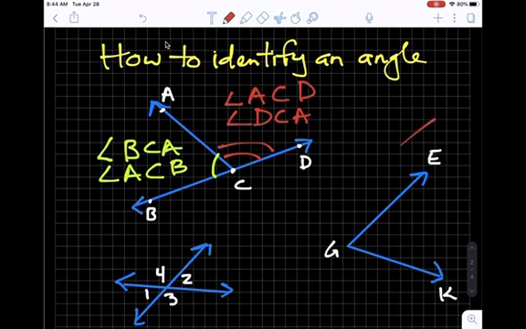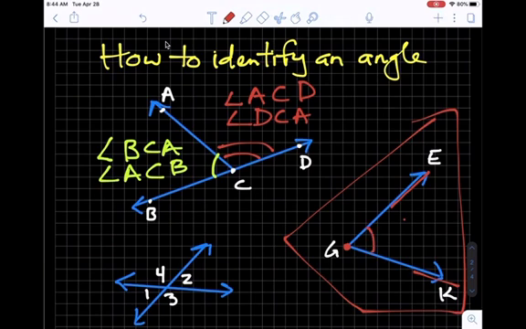This is an example over here of something you have when maybe they don't have points marked on it, but you can clearly see that E is the letter denoting some point out on this line right here. K, same thing, some point out on this line. And then G is referring to this vertex right here, that corner. And so this angle could be angle EGK or angle KGE, depending on how you want to write it.